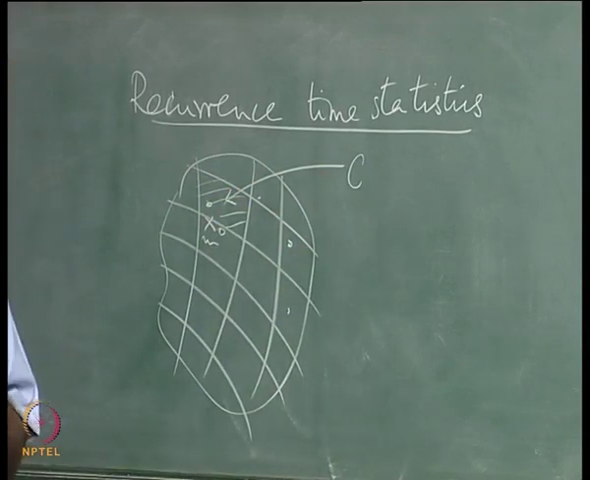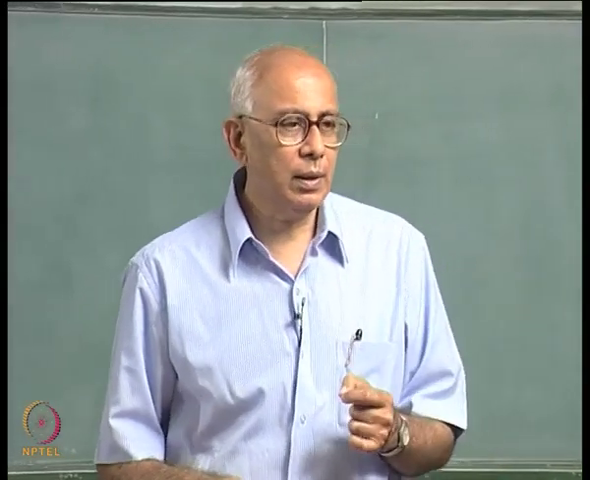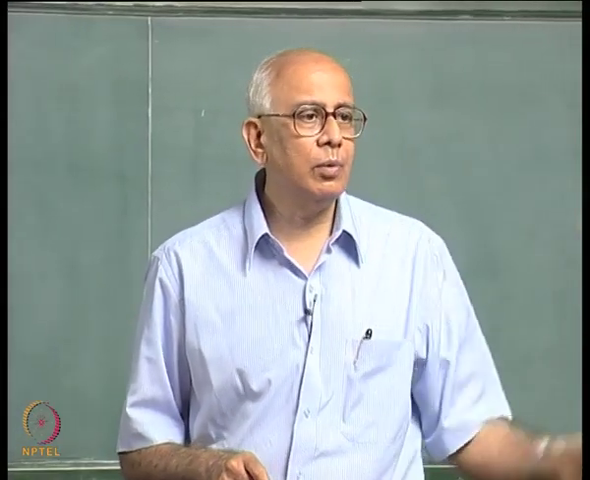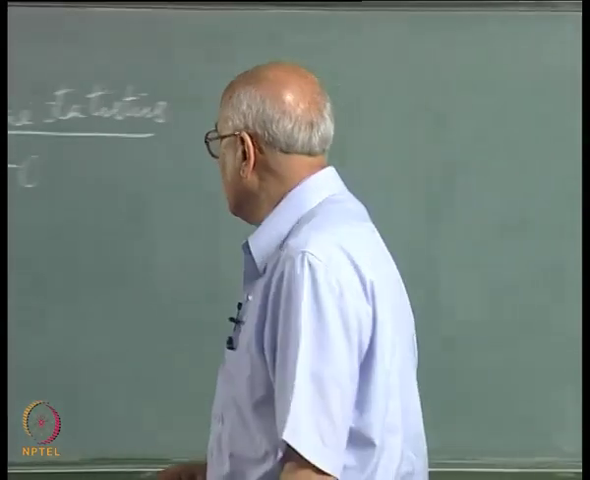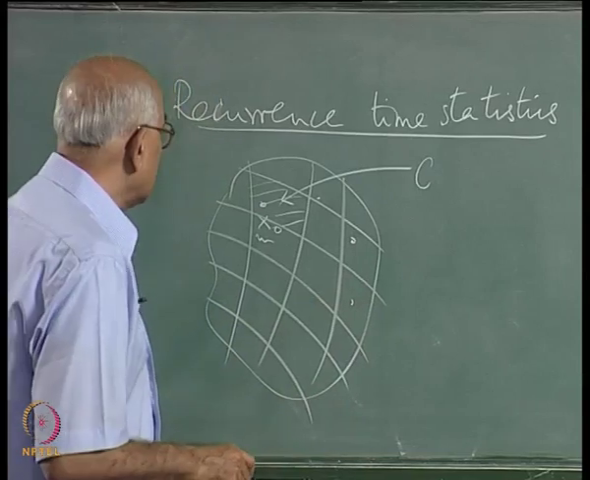I assume there is an invariant measure, and I assume that the dynamics is ergodic, in other words any set of initial conditions, that little volume element, would visit all of this available phase space given enough time. I do not assume anything else, just ergodicity, nothing more than that.